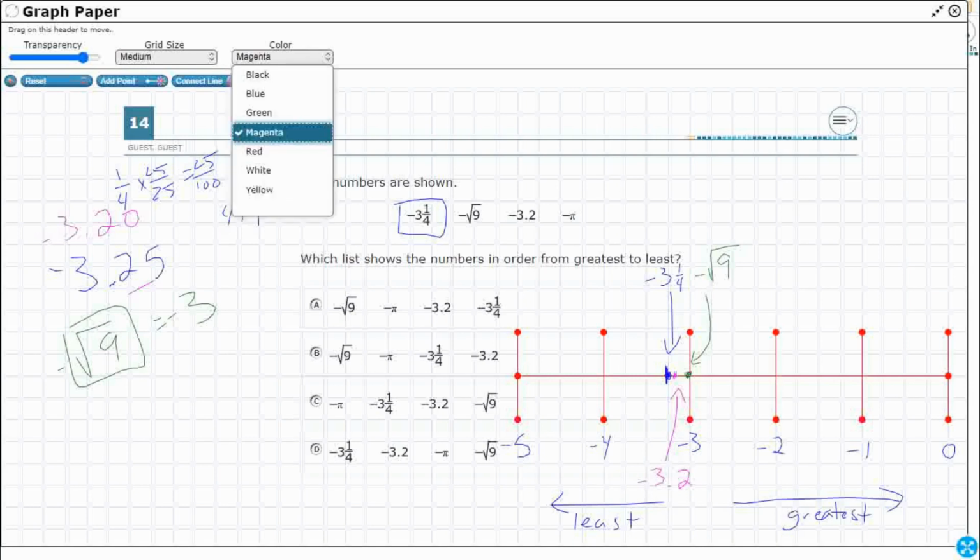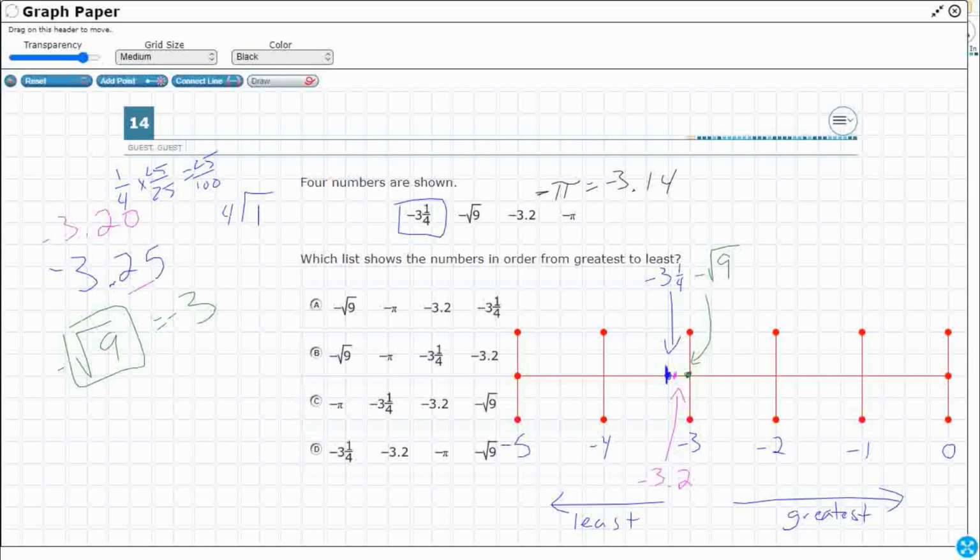And then I've got negative pi. What in the world is negative pi? Well, pi is 3.14, right? So I just need -3.14. So then that's going to go right there. So they're all kind of squished together right there, because 3.14 is a little bit smaller than that -3.2.